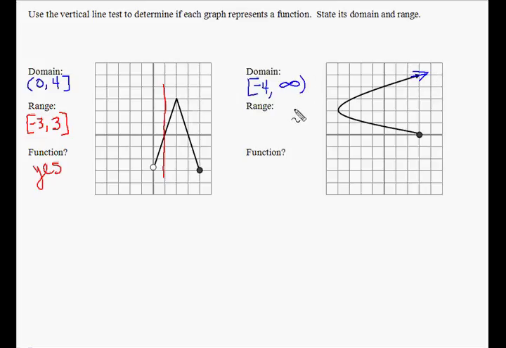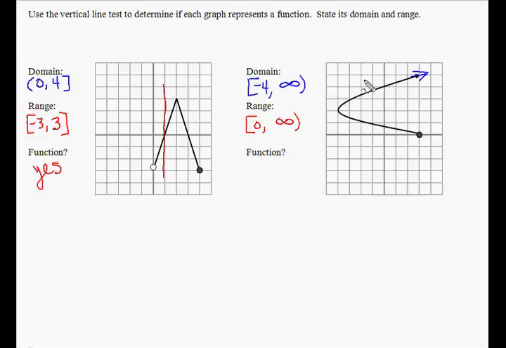Infinity is always used with a parenthesis. Our range is our y values, how low the graph goes and how high the graph goes. Our lowest y value is here at 0. It is included because it's a solid circle, so we use a bracket for 0. And how high it goes, well, this arrow indicates not only that it goes off to the right forever, but it's also going up forever. That would be positive infinity with a parenthesis.